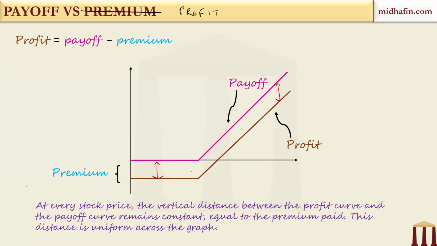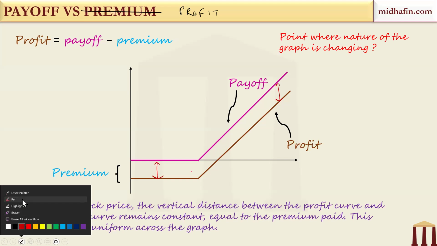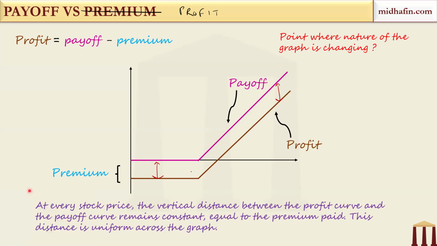So now tell me one thing, just before I continue. Can you tell me which point you can see where the nature of the graph is changing? On the x-axis, tell me the coordinate of the point where the nature of the graph is changing. So first it is a horizontal line, and then suddenly it becomes a line with a slope of 1. But at which point is that change happening?